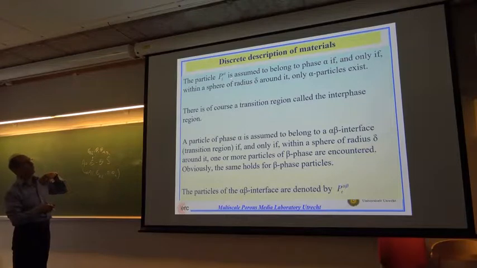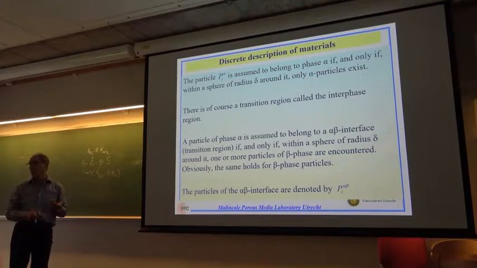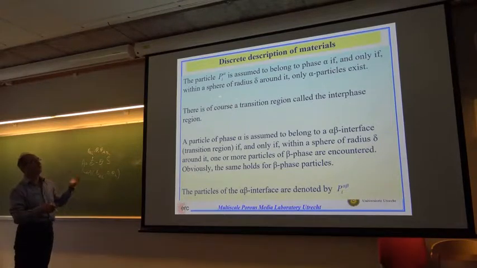Then we define a particle to belong to phase alpha, a particle pi alpha, if in a sphere of radius delta around it, only alpha particles exist. Then we are in the alpha phase. The same holds for the beta phase.